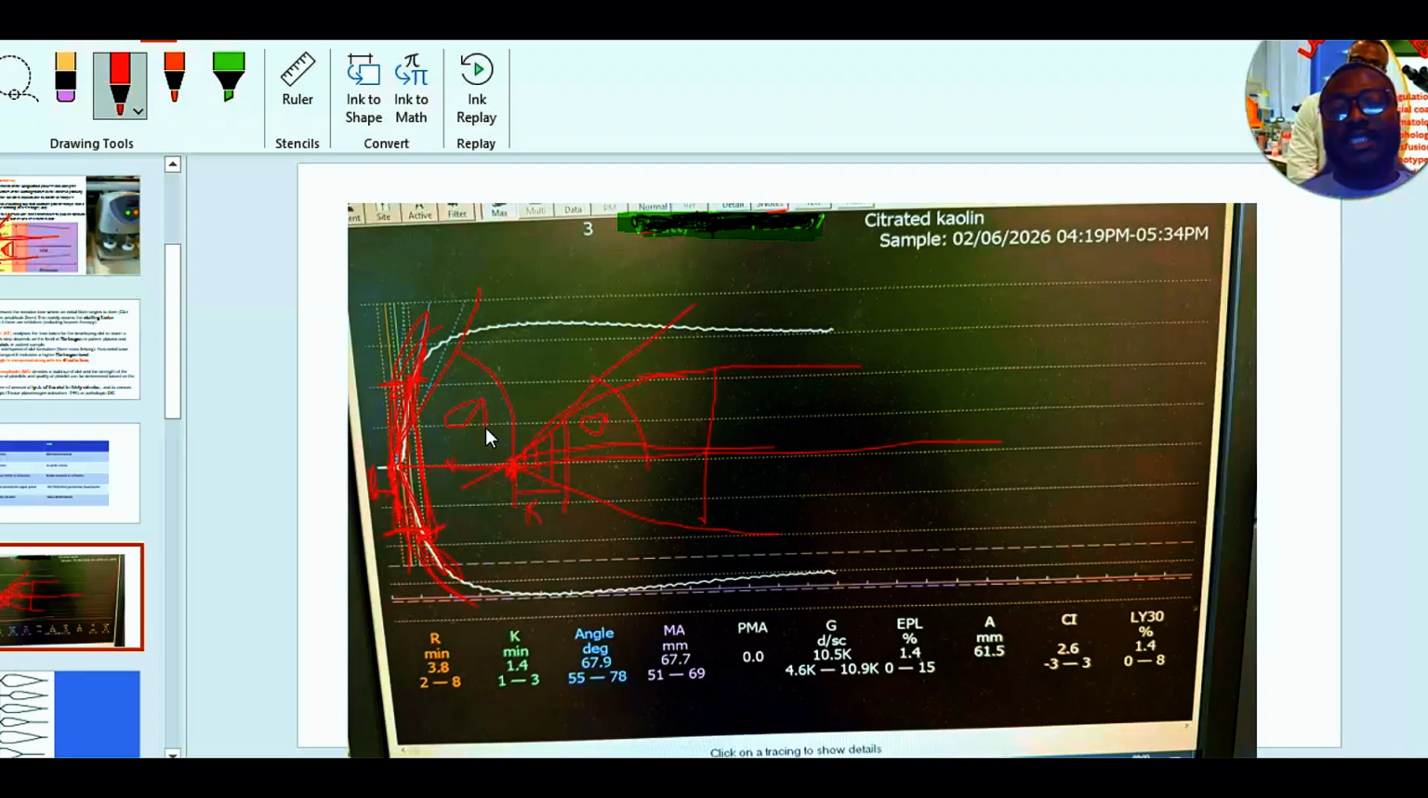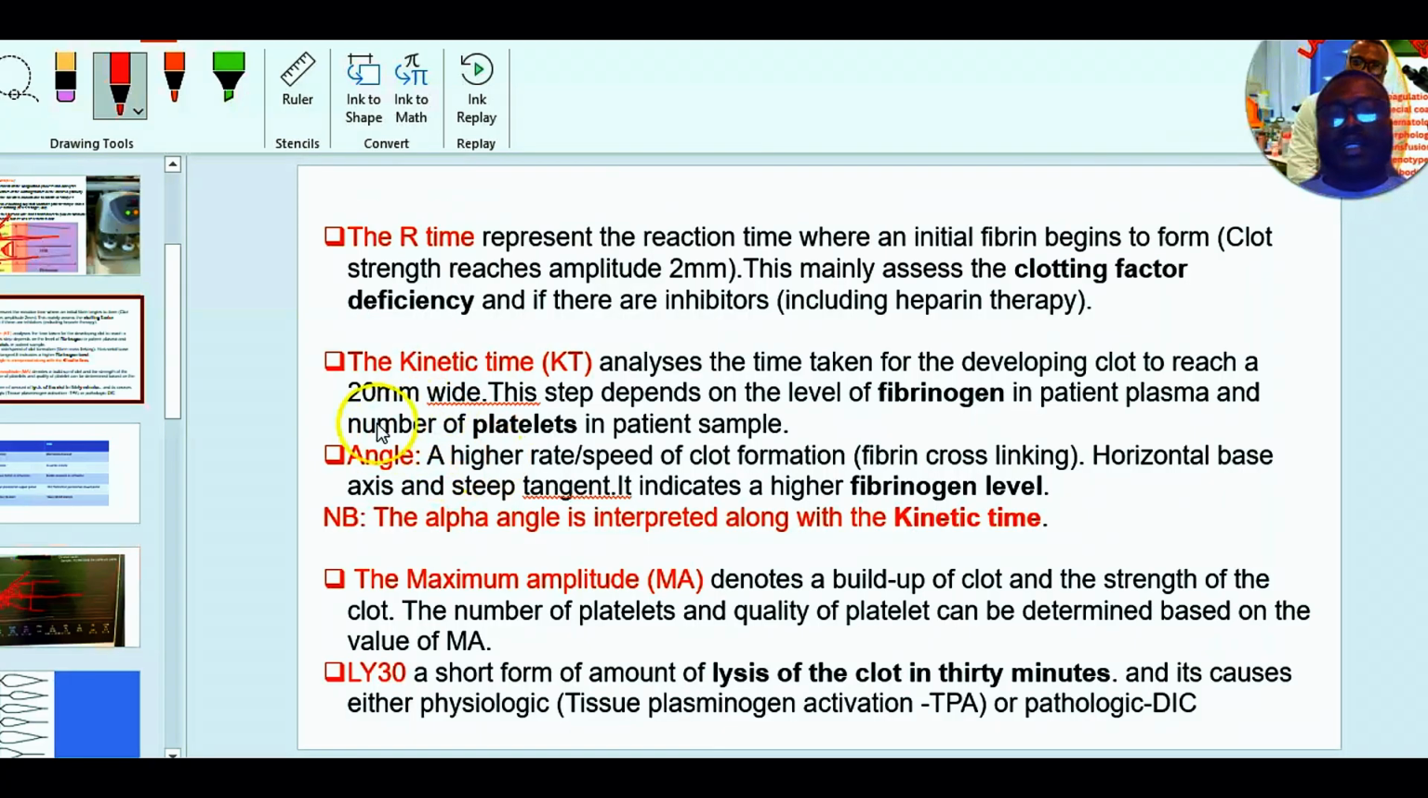Therefore, the alpha angle depends on the fibrinogen level, and we interpret it in conjunction with the kinetic time. As it's interpreted here, a higher rate or speed of clot formation reflects fibrin cross-linking. So it is the fibrinogen level that shows fibrin cross-linking, and the alpha angle is interpreted along with the kinetic time. What about the maximum amplitude?